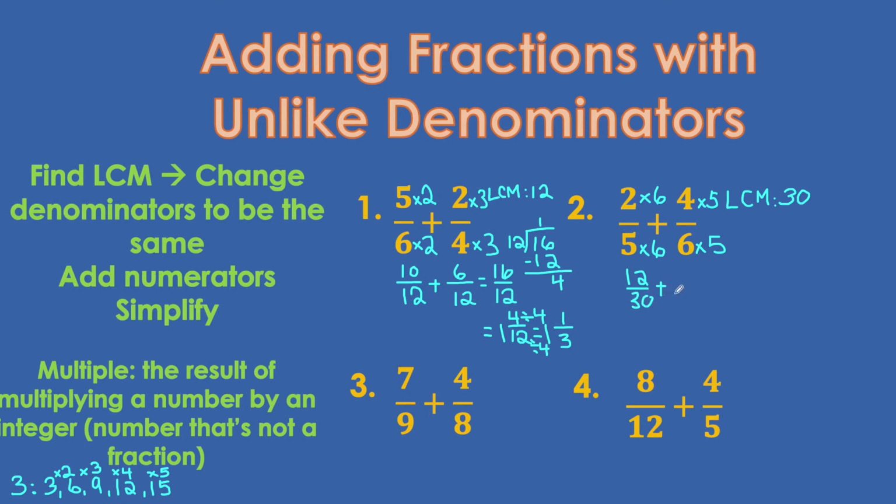plus 20 30ths equals 32 30ths. And this would equal, we can do a little division problem here, 32 on the inside, and 30 on the outside.